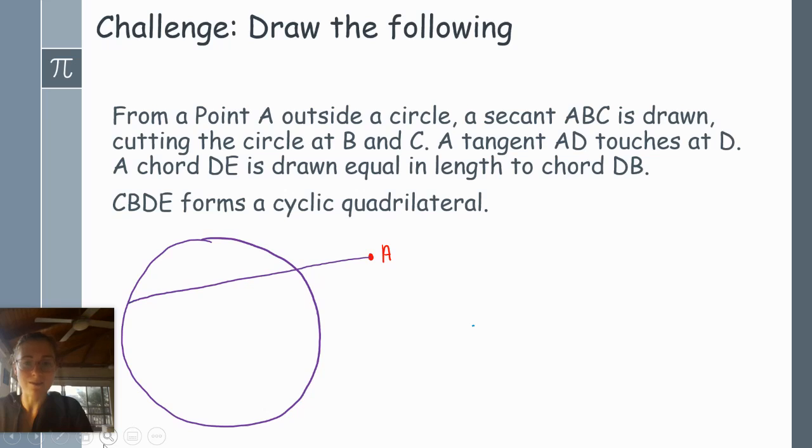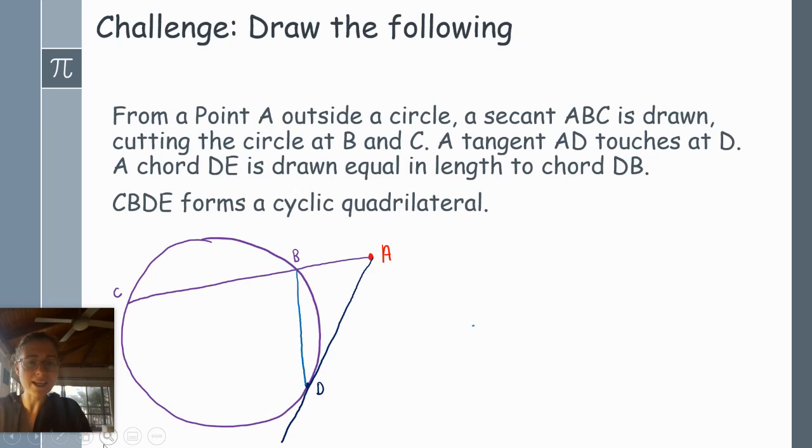Let's start one at a time. A secant ABC is drawn. So remember, a secant touches the circle twice, and it starts at point A given by the information. So I'm going to put in my B and C here, and because it's ABC, I'm going to do that in order. A tangent AD touches at D. So I'm going to draw a line A to D, where D is the point that the tangent just nicks the circumference.